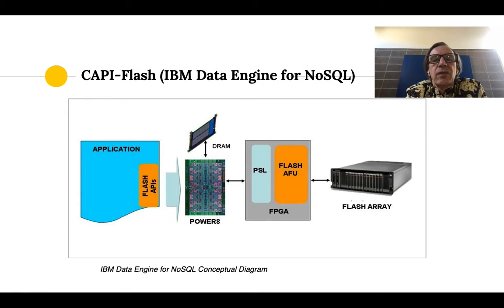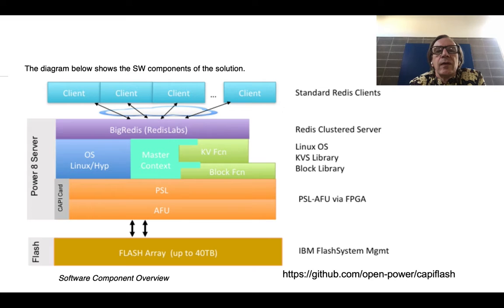Our next example of the use of a CAPI-based interface is CAPI Flash, also known as the IBM Data Engine for NoSQL. This slide shows what the application stack for CAPI Flash looks like. In this particular case, with a big Redis key value store on top.